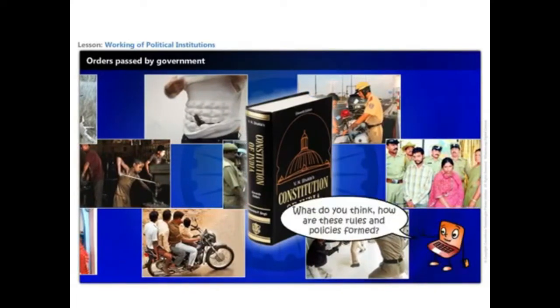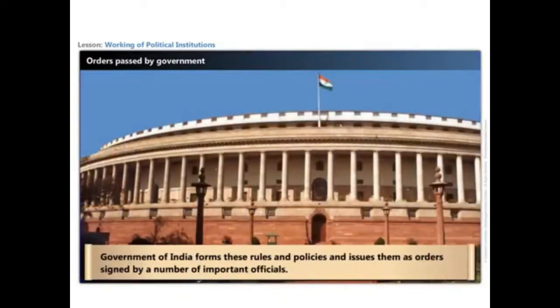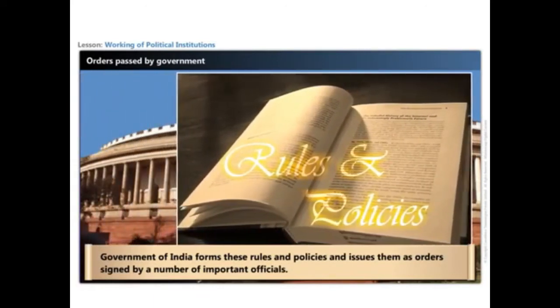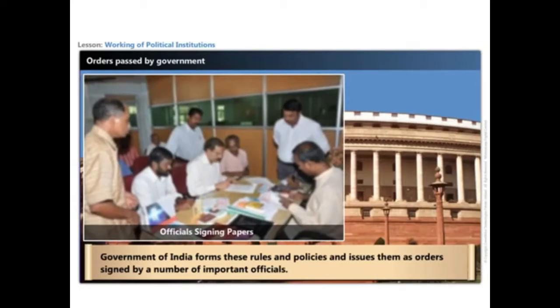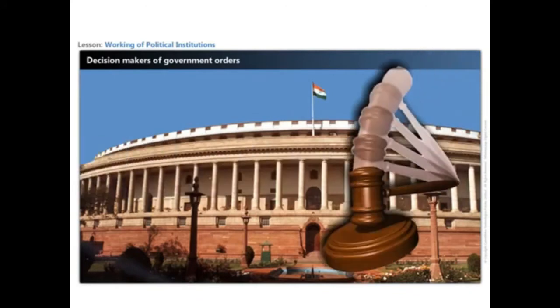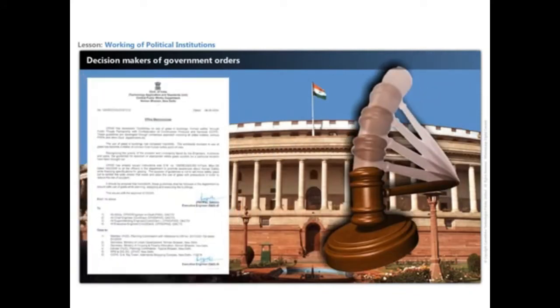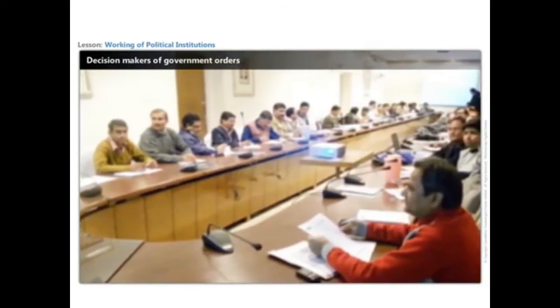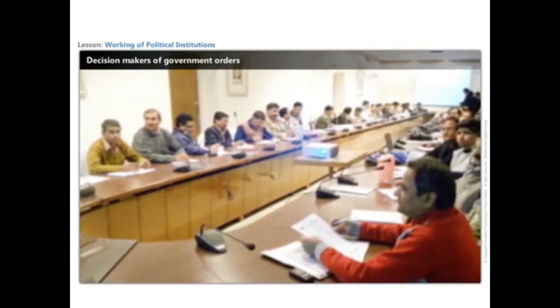What do you think? How are these rules and policies formed? Yes, the Government of India forms these rules and policies and issues them as orders signed by a number of important officials. On August 13, 1990, the Government of India issued an order which was called an Office Memorandum. Like all government orders, it had a number and was signed by the Joint Secretary, an officer in the Department of Personnel and Training in the Ministry of Personnel, Public Grievances and Pensions.